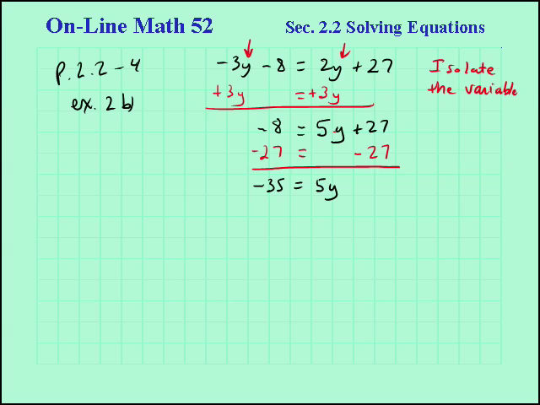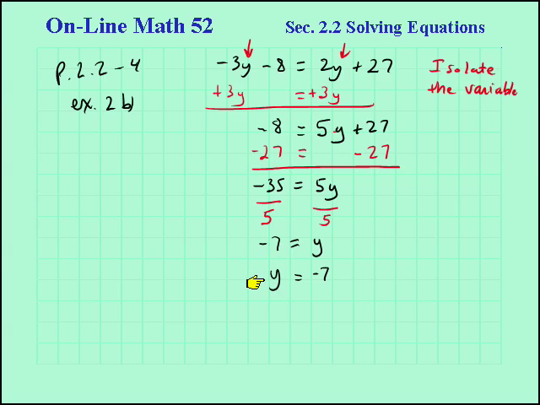Next, to solve, we'll divide each side by 5. And what we write at first is negative 7 equals y. But it's a very good habit to write it so that the variable is on the left side. And that very good habit won't come into play necessarily right away. I mean, we see here that the answer is y equals negative 7, whether I write it one way or the other.